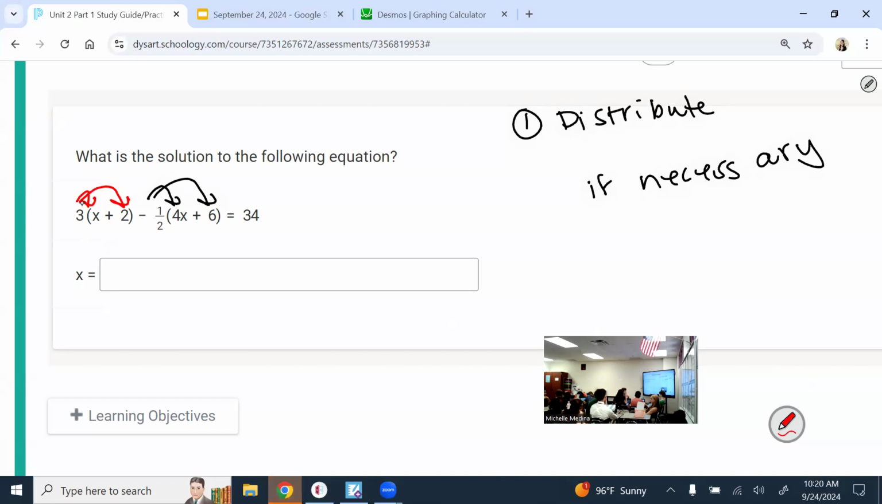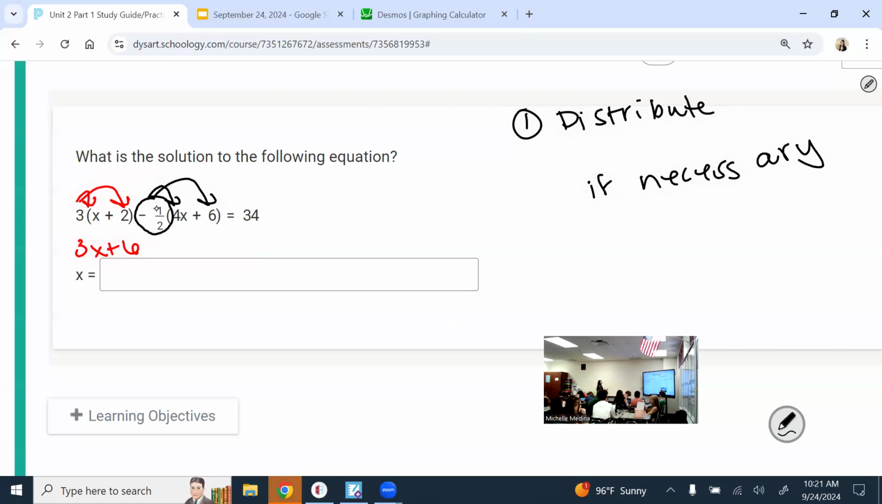So distributing means take the outside number, multiply it by both terms inside. Class, what do we get from distributing this 3? Okay, good. People always forget to multiply it by the second term. Got to multiply it by both. And remember, you keep the sign that's in front of each term.